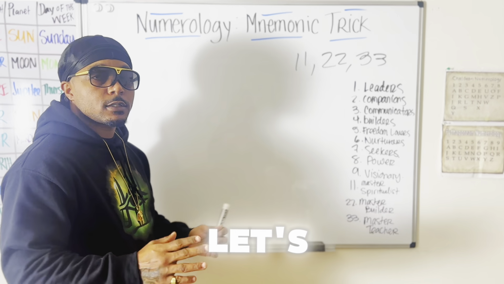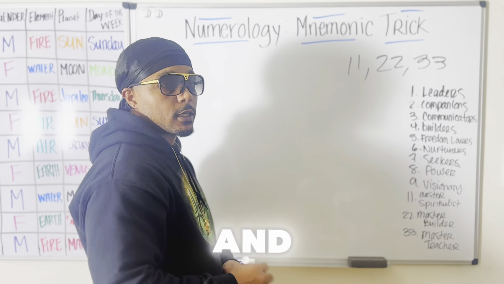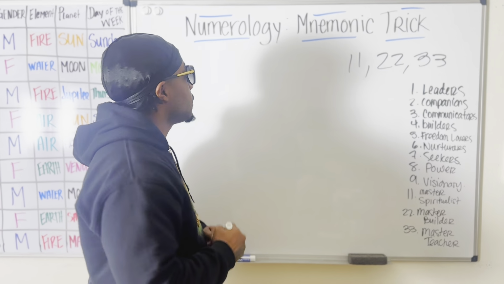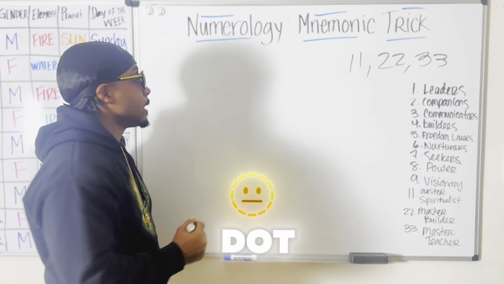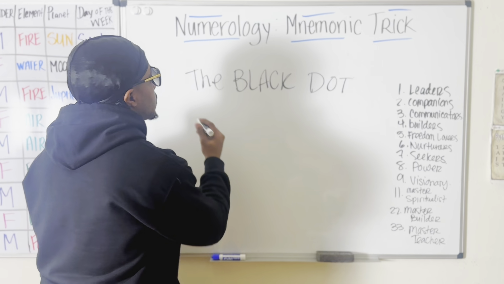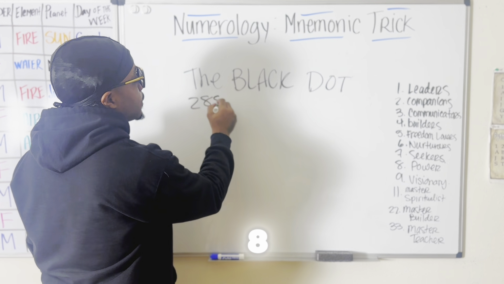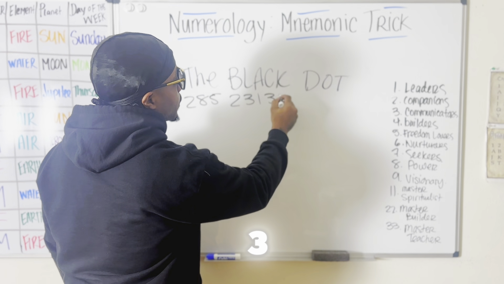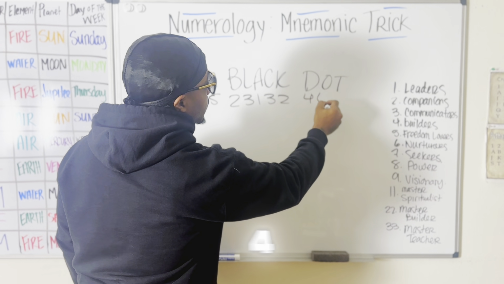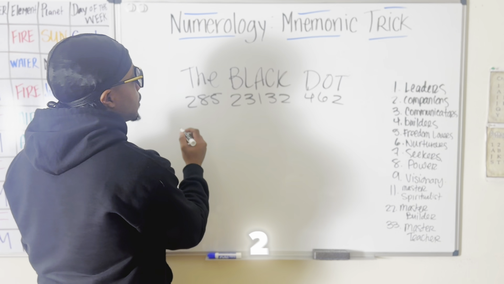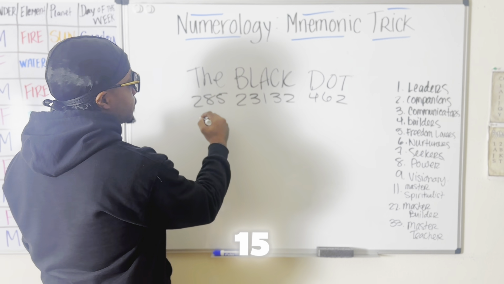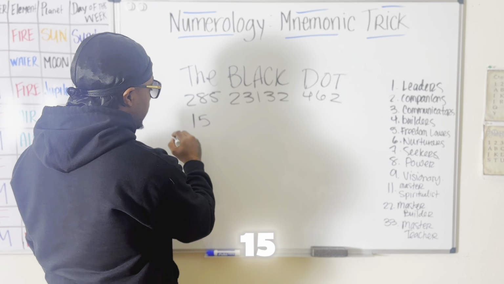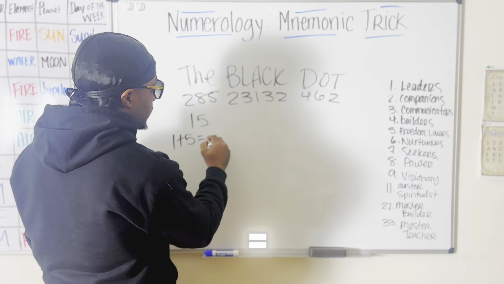All right, now let's do one last name. And this goes out to the Black Dot and Malcolm, Urban X TV. So I'm gonna do the numeric value of the Black Dot. Move all of this up. So we got 2, 8, 5, 2, 3, 1, 3, 2, 4, 6, 2. 13, 14, 15. 2 plus 8 is 10 plus 5. So we got 15. 1 plus 5 equals 6.